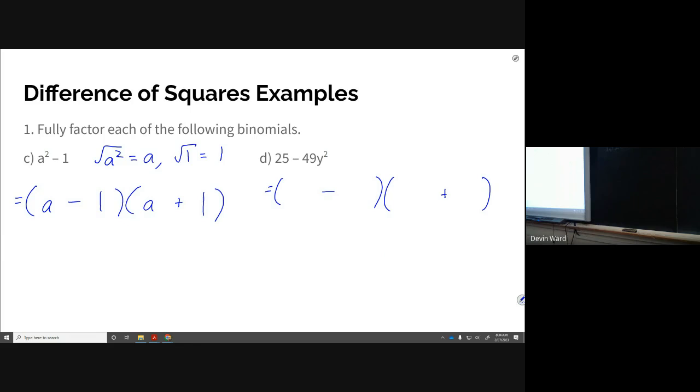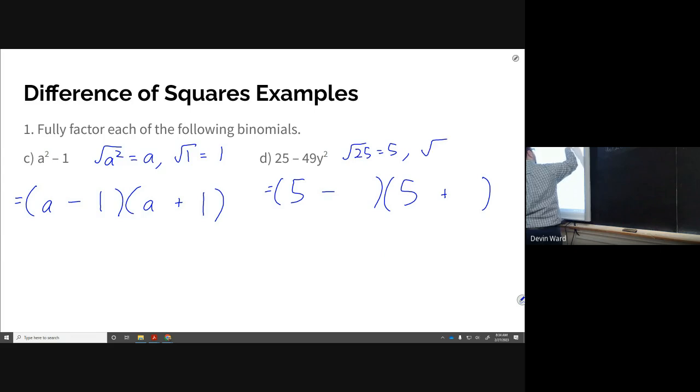Yes. Like it doesn't matter if it's plus, but that's what the minus. Okay, so good. I think everyone got it. So we take the square root of 25, and that equals 5. So it's going to go in the first spot for each bracket.